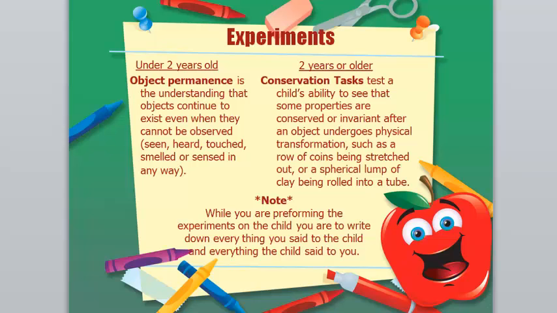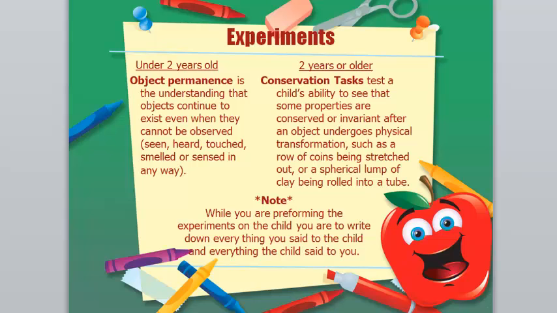And then 2 years or older, you're going to be doing conservation tasks. This is to test the child's ability to see that some properties are conserved after an object undergoes physical transformation, such as a row of coins being stretched out or a spherical lump of clay being rolled out into a tube.